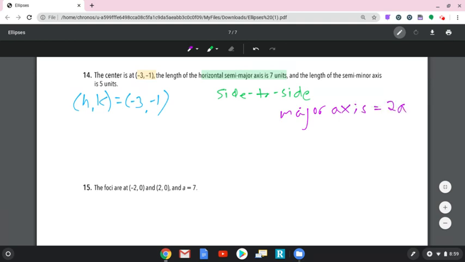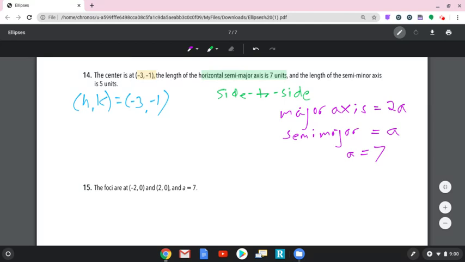That means a semi-major, if I take half that major axis, they're saying that semi-major would be half of 2a. So that means semi-major would just be A, because A is half of 2A. So they're telling me that my semi-major axis is 7, therefore I know A is equivalent to 7.